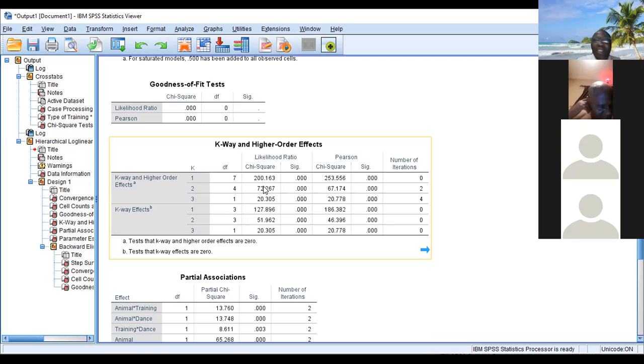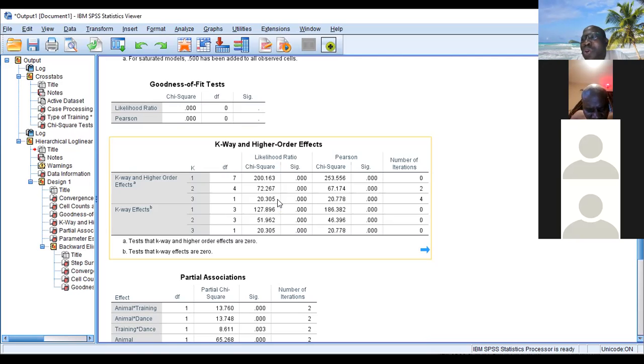Interaction of 2, that is training and dance, dance and animal, training and animal, plus training, dance and animal together. Then the three is just talking about the three of them, the higher order effect. The way they arrange it like this is that in a saturated model, we first of all look at the higher order effect. Is there any significant difference?